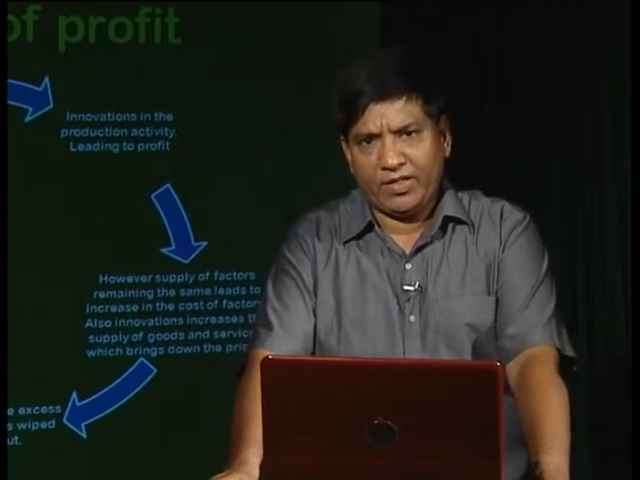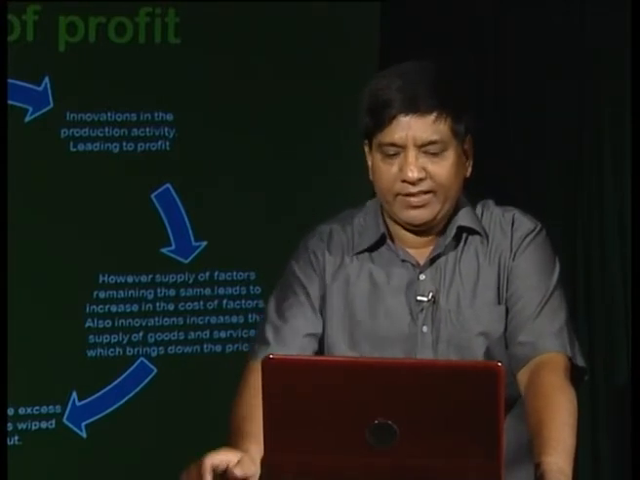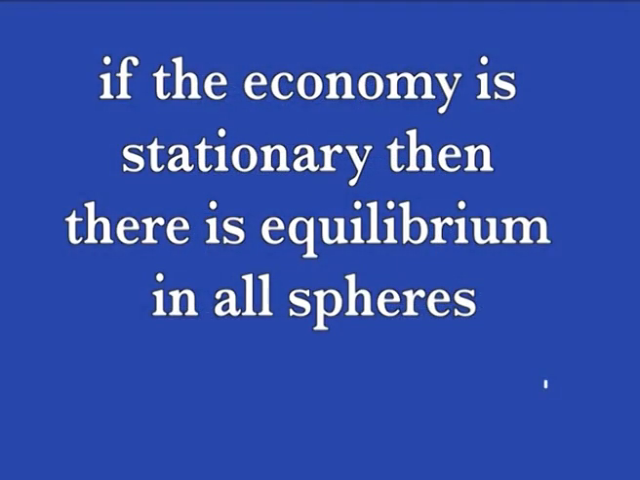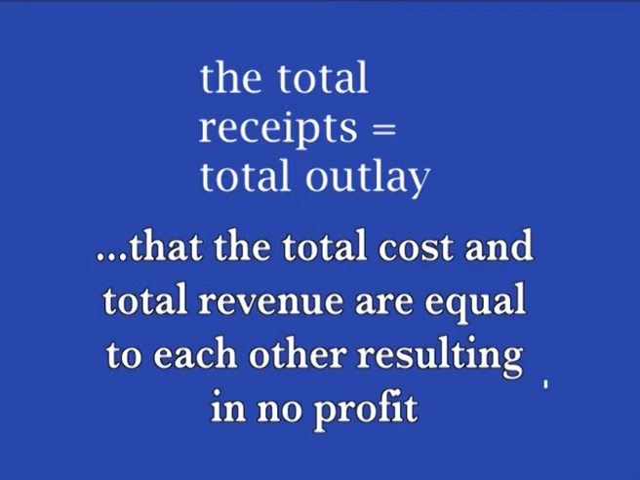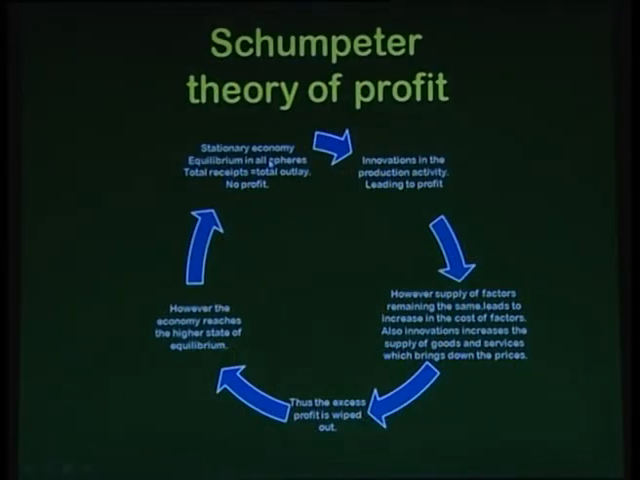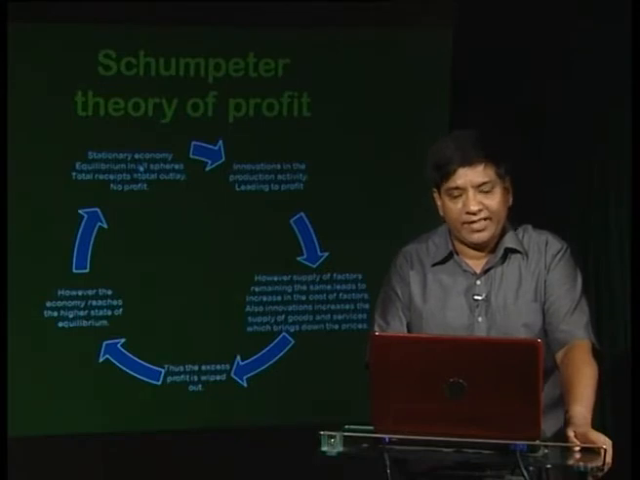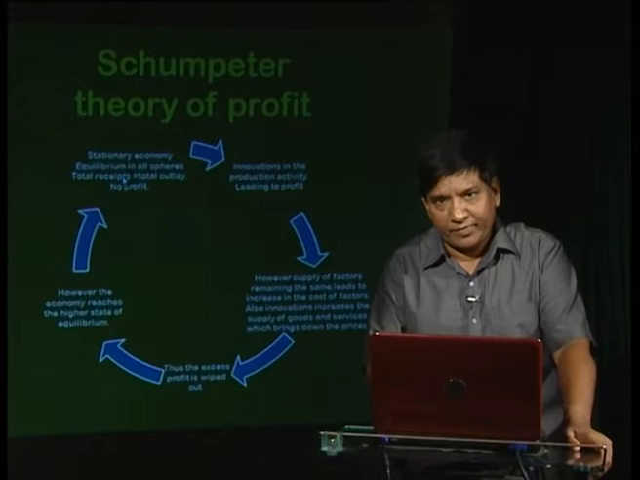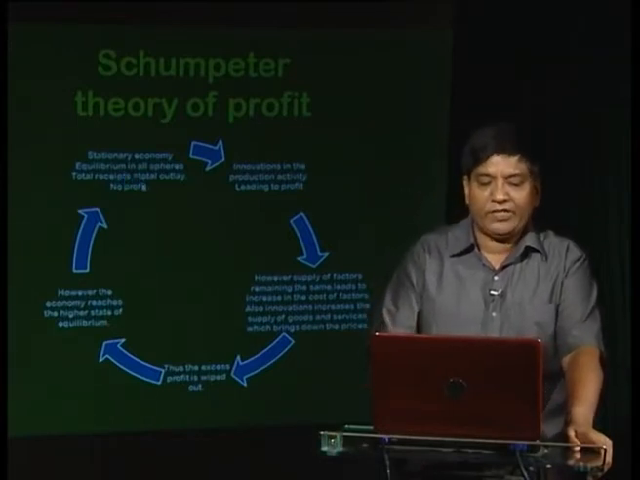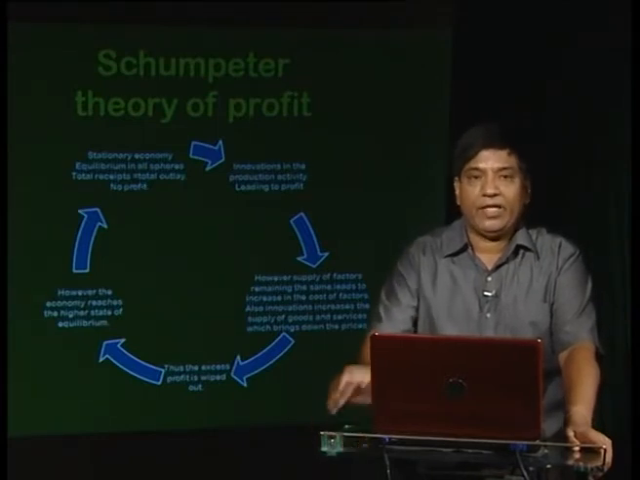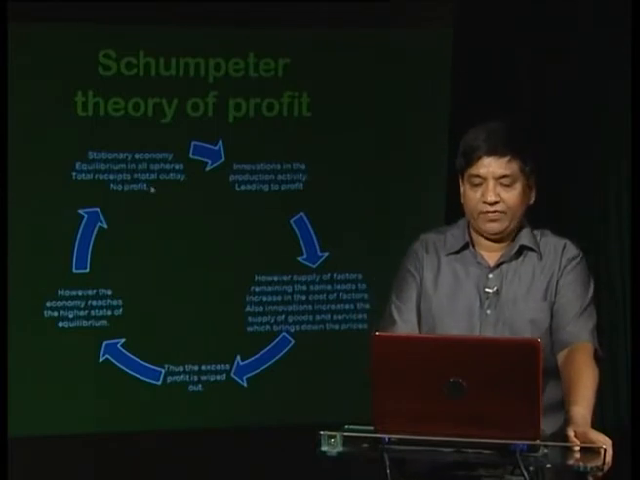Now, when we concentrate on this theory of profit, Schumpeter theory of profit, we see that if the economy is stationary, then there is equilibrium in all spheres. Here total receipts are equal to total outlay, meaning thereby that the total cost and total revenue are equal to each other, resulting in no profit. So, in a stationary economy where the equilibrium sets in, there is this problem of stagnation, and this problem of stagnation happens when this equilibrium is actually affecting the profit levels of the business.